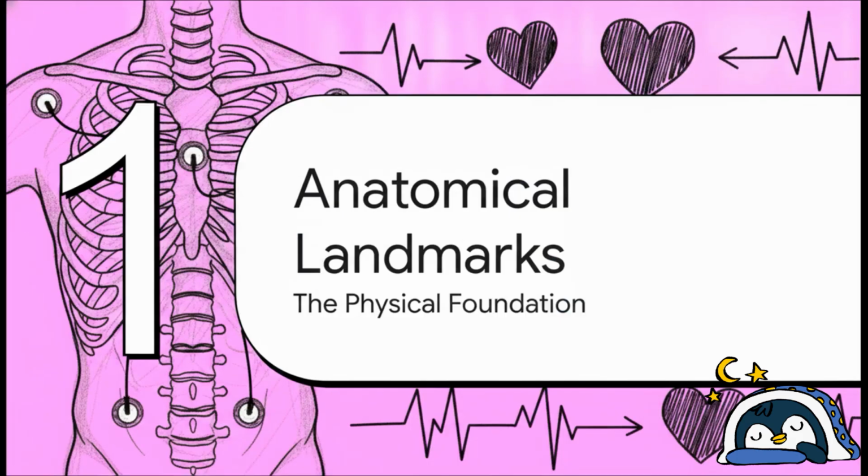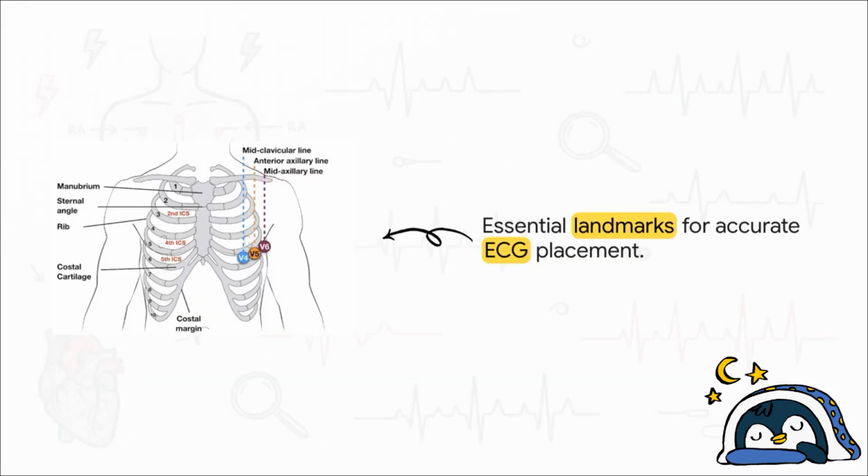All right, part 1, anatomical landmarks. We absolutely have to start with the physical foundation on the chest wall, because honestly, if we can't confidently locate our anatomical landmarks, the entire ECG output is already compromised. To get that perfect electrode placement, you have to know exactly where your windows into the heart are.